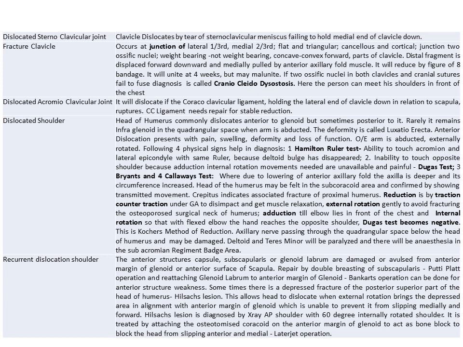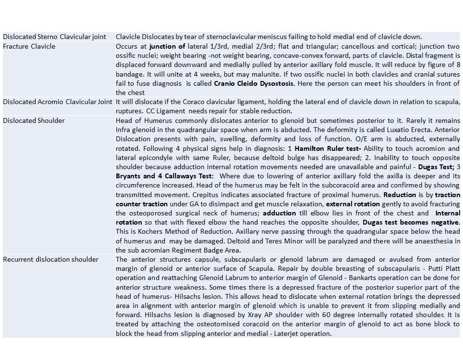In the recurrent dislocation shoulder, the shoulder will keep on dislocating again and again, because the anterior structures, the capsule, the glenohumeral ligament, the subscapularis, are stretched or damaged, or the glenoid labrum is avulsed from the anterior margin of the glenoid. Repair is by double breasting of subscapularis, called the Putti-Platt operation, reattaching the glenoid labrum to the anterior margin of glenoid, which is called the Bankart's operation.